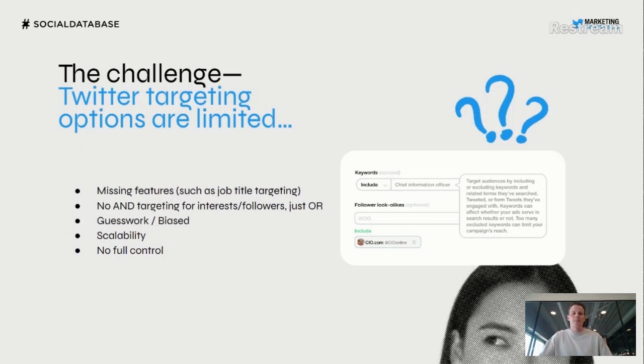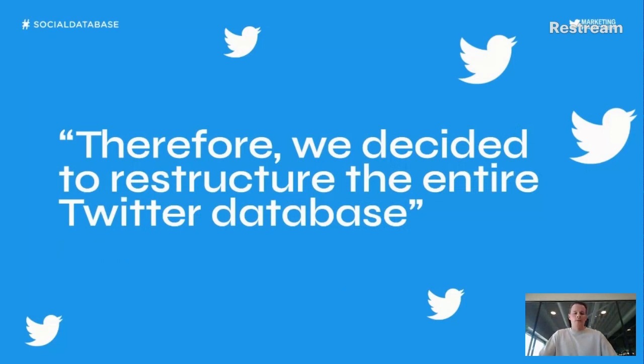Then scalability can be an issue in both directions. Sometimes the Twitter audience scales very broad and becomes irrelevant. And in other cases, it's just impossible to make it smaller but extremely relevant. So to conclude, with just the native targeting tools, you're not fully in control if you're reaching out to the right audiences. So therefore, at Social Database, we decided to restructure the entire Twitter database.